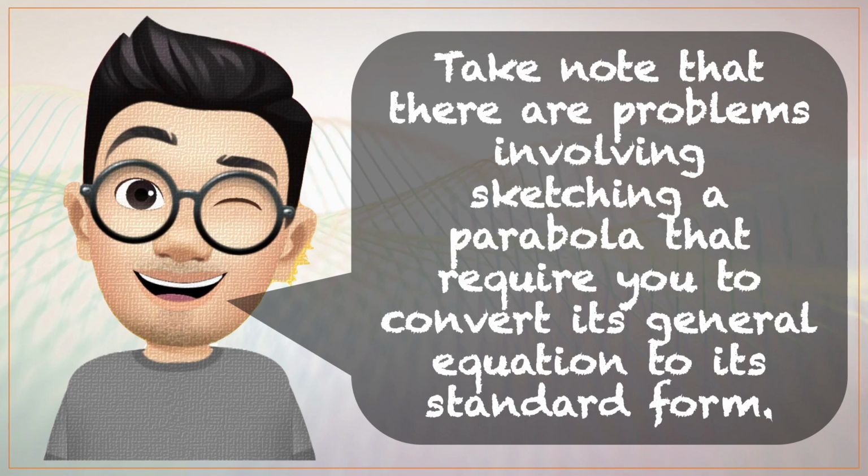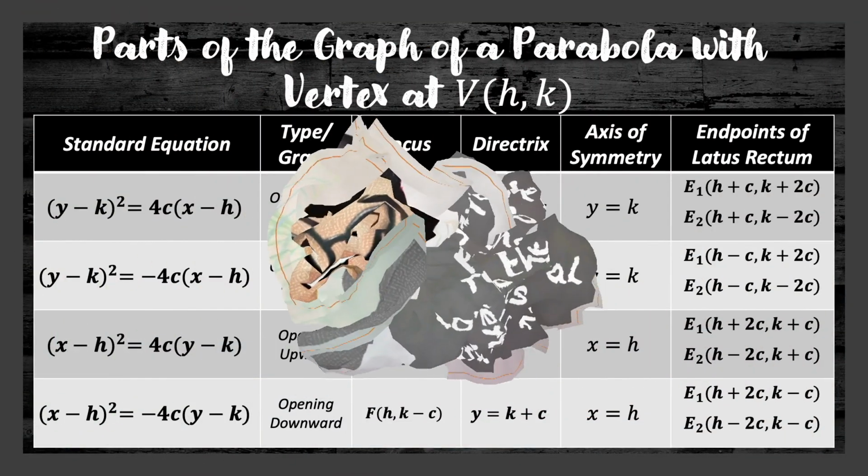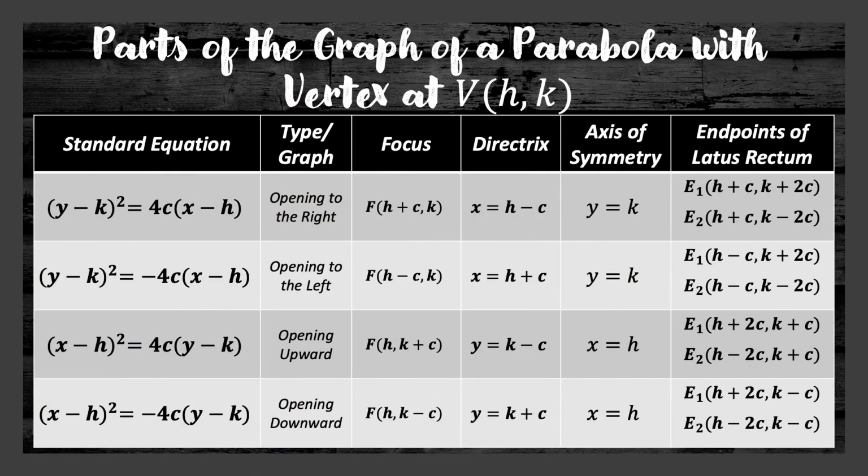Since the first formula table I showed you is just for the parabola with vertex at the origin, we will have a separate formula table for parabola with vertex at h, k. Take note, we will also use this formula table for parabola where its vertex is at the x-axis or at the y-axis.